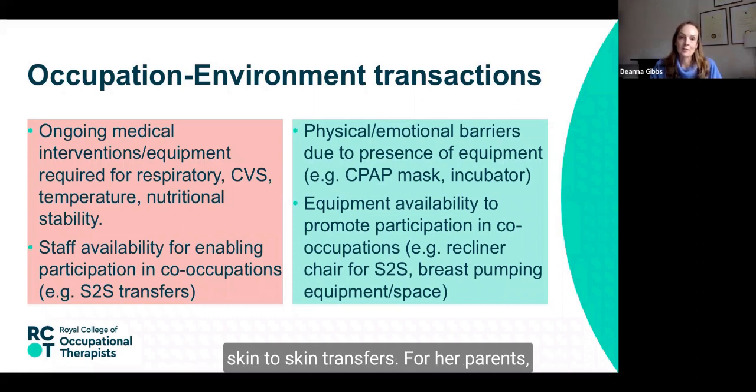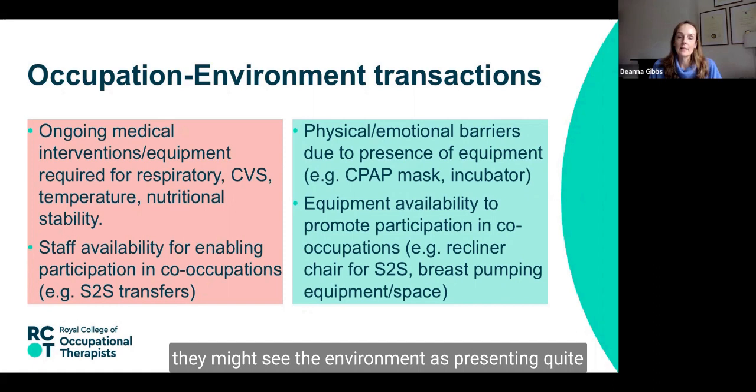such as skin-to-skin transfers. For her parents, they might see the environment as presenting quite significant physical and emotional barriers to engaging in parenting occupations. That could be due to the presence of the equipment physically getting in the way, but also being a perceived emotional barrier. So, for example, not being able to see their baby's face, or the incubator being a very physical barrier and a reminder of their separation from their baby.